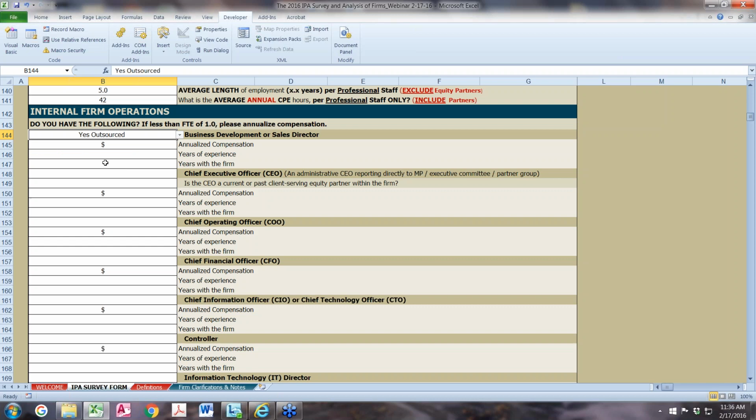Please note where we're asking for annualized compensation. All of this salary information will be kept confidential and will not appear in any IPA publication. Include the salary, bonuses, overtime, and commissions for all the individuals in the internal firm operations area. If the person is less than a full-time equivalent, please annualize their total compensation. So if they're only working half of the year, or 20 hours a week, and you're paying them, let's say, $25,000, please go ahead and make that $50,000 instead, and just make it annualized.